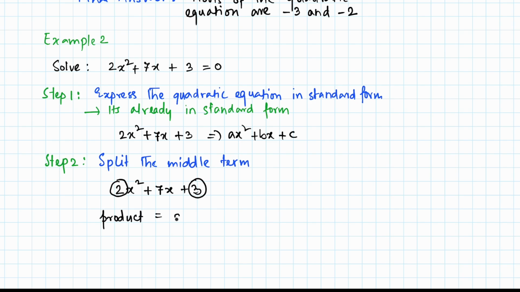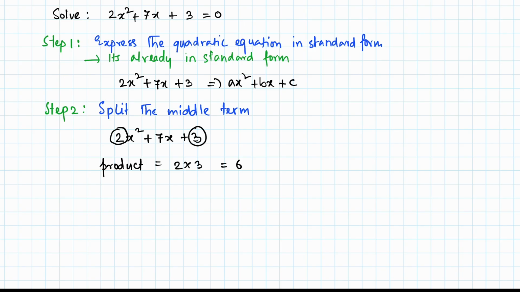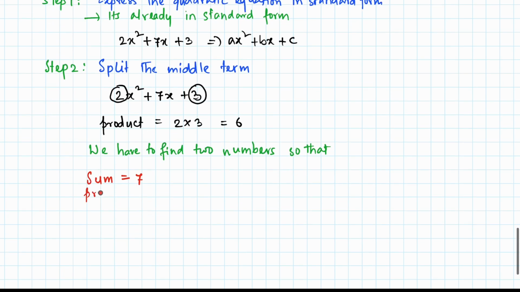So product is equal to 2 times 3, which is equal to 6. And we have to find two numbers so that the sum of the two numbers becomes 7 and whose product will be equal to 6. So how can we find those two numbers?